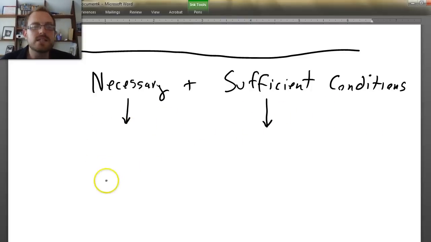If you want some sort of consequent to happen, then the antecedent is what enables that consequent to occur. That antecedent can either be a necessary condition or a sufficient condition, or it could be both a necessary and a sufficient condition. So there are really three possibilities there. Let me give you an example here.